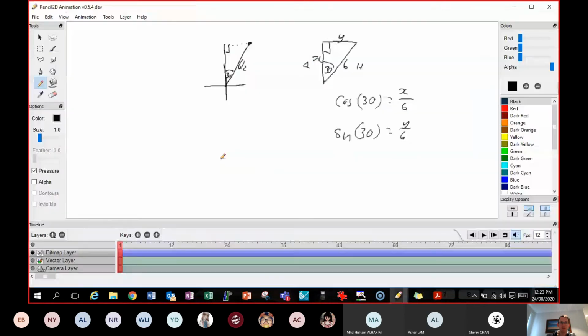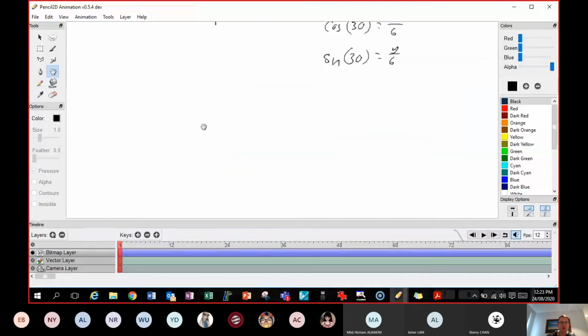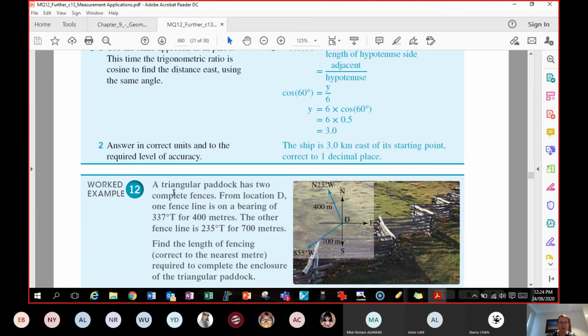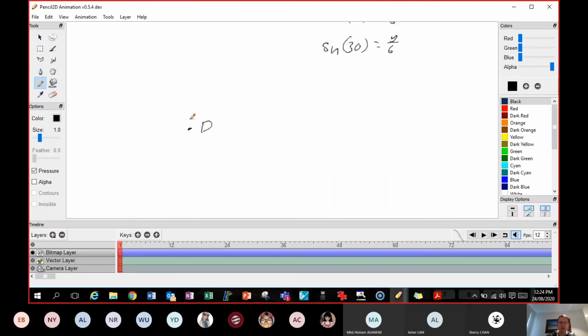If I didn't have a diagram, again, I would just pull out my pen. Here's point D. Notice we've got to read the words. A triangular paddock has 2 complete fences from location D, where we're standing. One fence line is on a bearing of 337. So I'm going to draw a little bearing here. Think about which quadrant 337 is in. Remember, this is between 270 and 360. So if that was 270, 337 would be 60 odd degrees, so it's going to go up pretty sharp, like that.